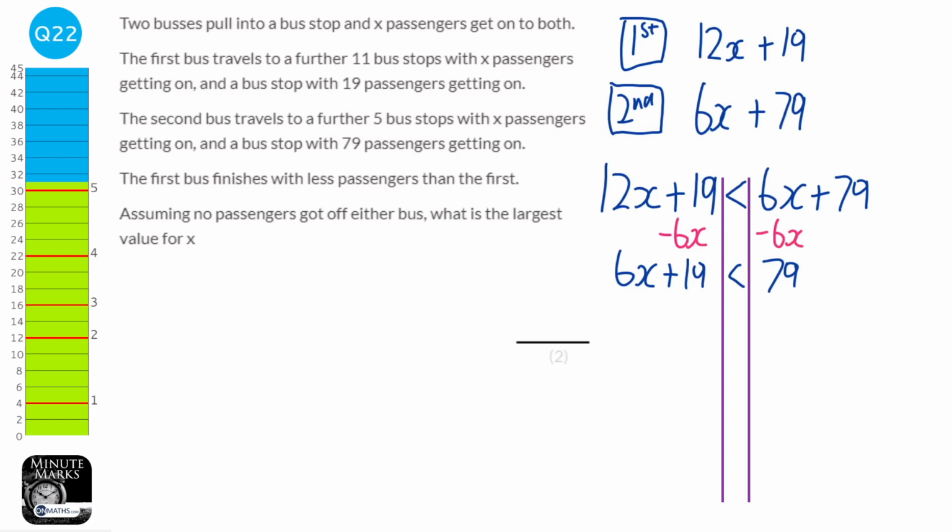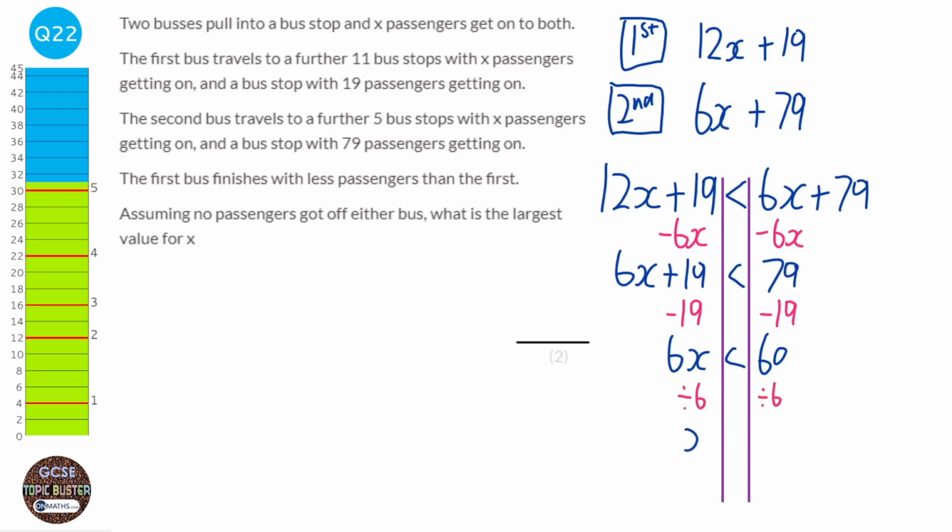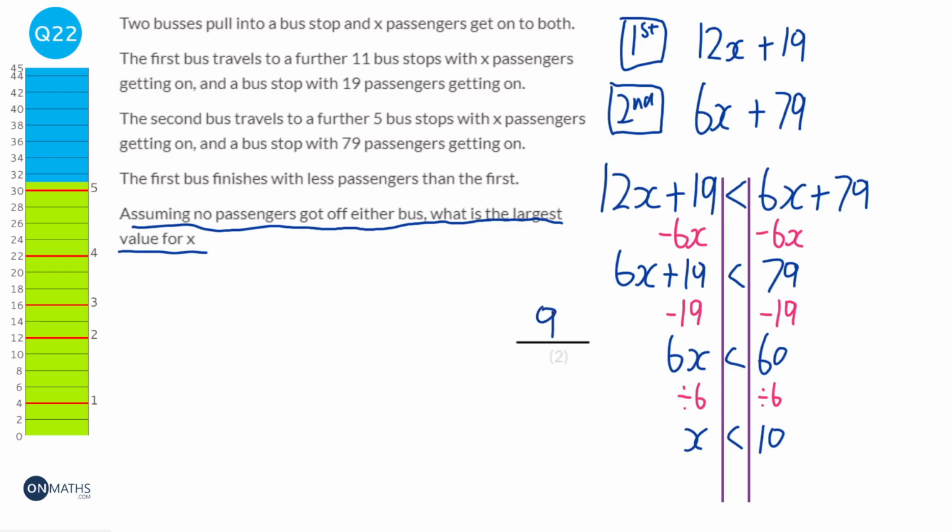And next thing we're going to do is take away the 19 from both sides. And so, that's meant to be 60. Got ahead of myself. And the last thing we do is divide by 6 both sides. And so we've got x is less than 10. Now, it says here, assuming no passengers got off either bus, what is the largest value for x? Now, it is tempting to write down 10, but it says x has to be less than 10. So the biggest number we can get that is less than 10 is 9.